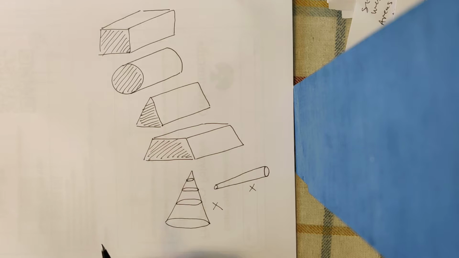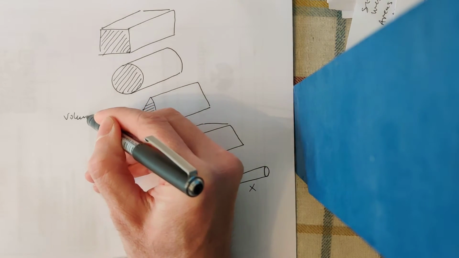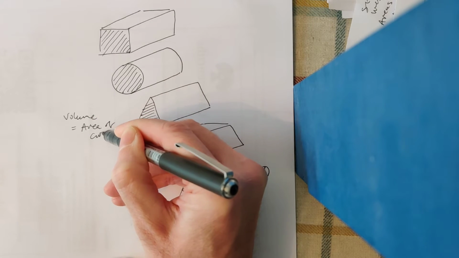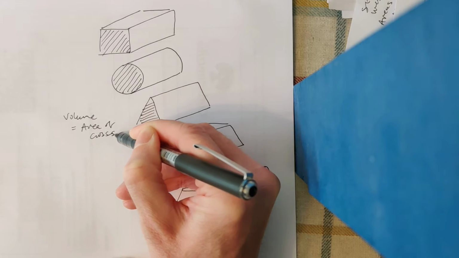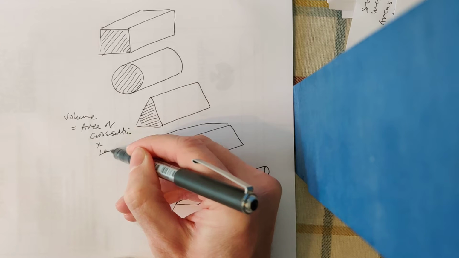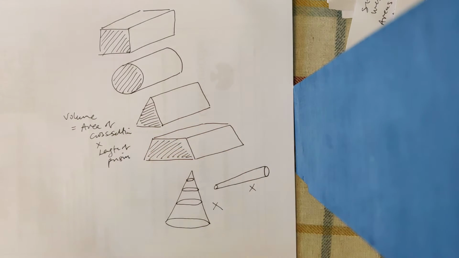Now, to get the volume of a prism, it's a simple formula. It's volume equals the area of the cross section multiplied by the length of the prism. That's how you do it.